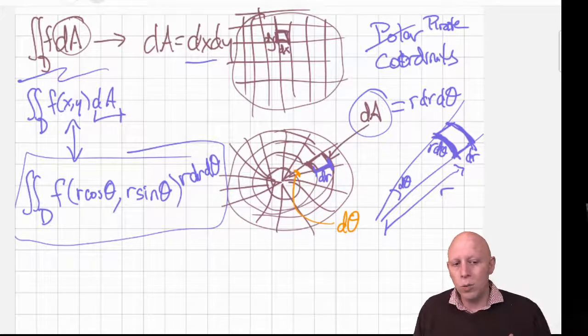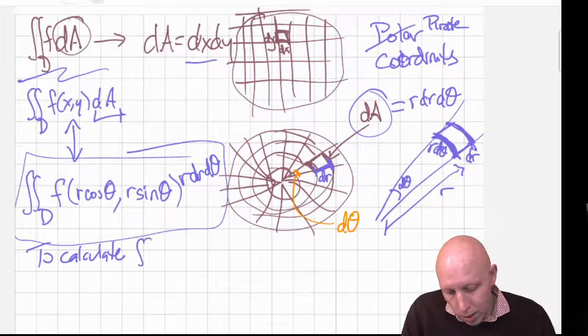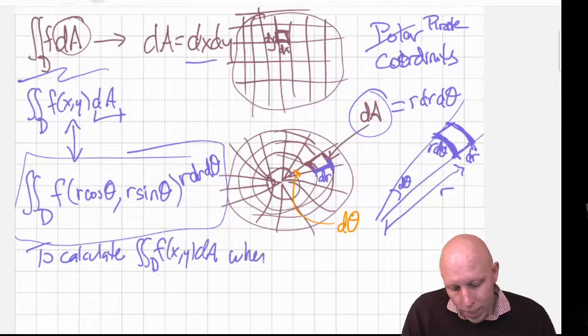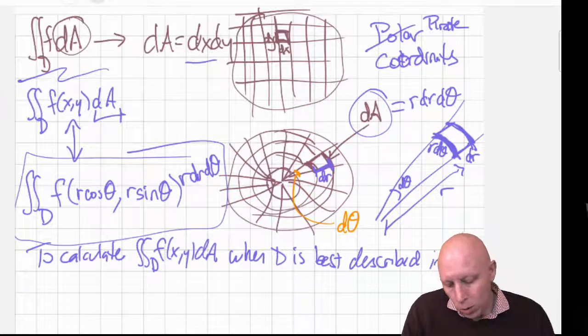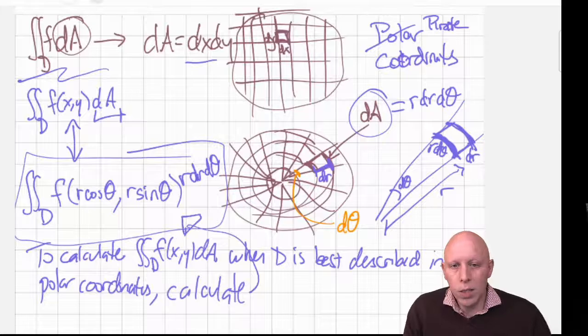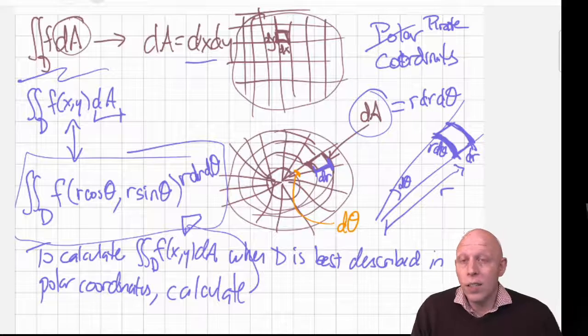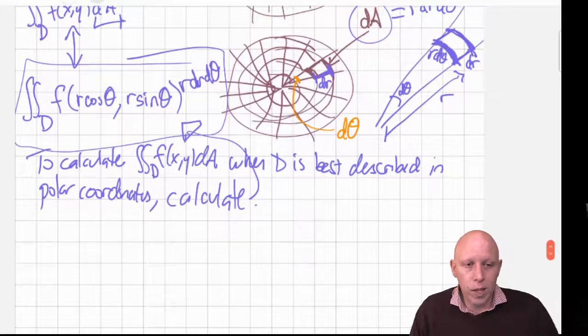So in words, what we have to say is that to calculate the double integral over D of f of x, y dA, when D is best described in polar coordinates, you calculate this double integral over our domain of f of r cosine theta, r sine theta, times r dr d theta. All right, so let's do an example of this.